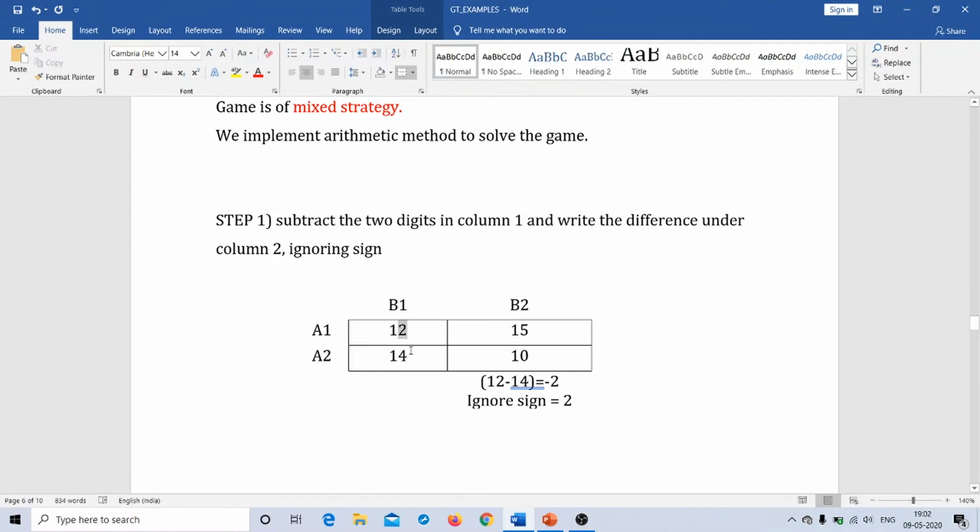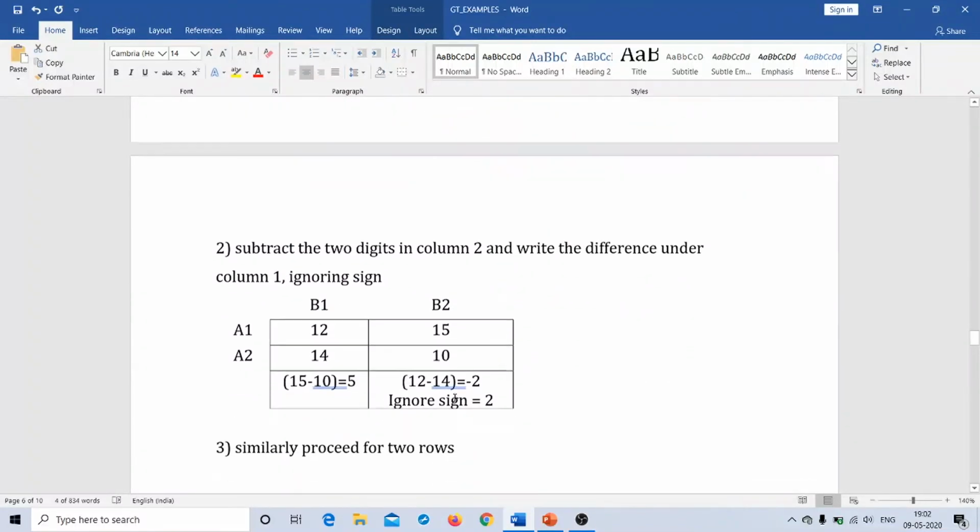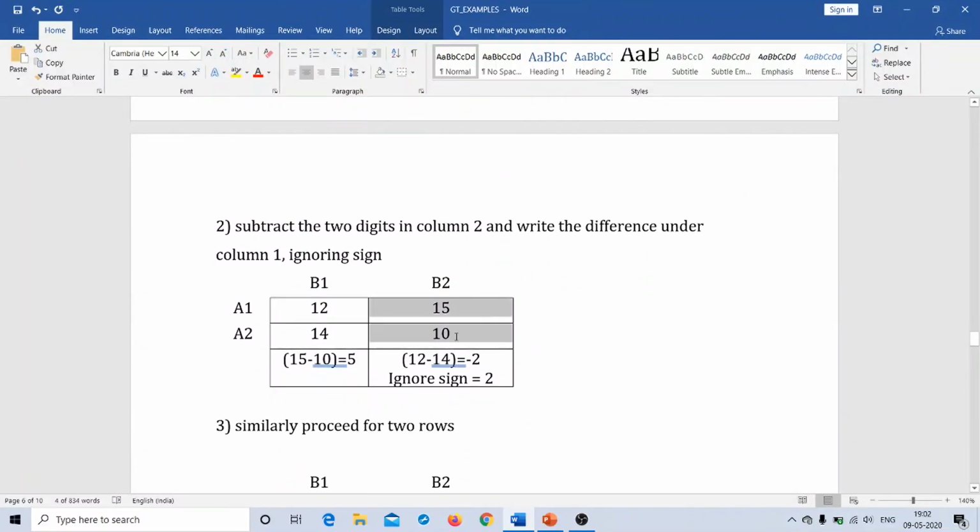So this is column 1. What do you take? 12 minus 14 is minus 2. Ignore the sign and you just write 2. So that is what it says, correct? Subtract the two digits from column 1 and write the difference under column 2. This is the first step. In the second step, what do you do? You subtract the two digits of column 2 and write the difference under column 1, again ignoring the sign, right? So 15 minus 10 is 5, so I write 5 here. Got the point?